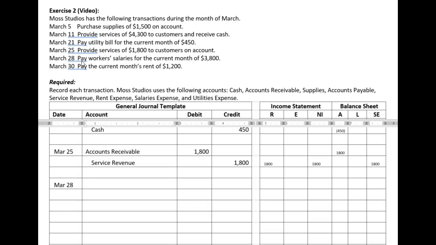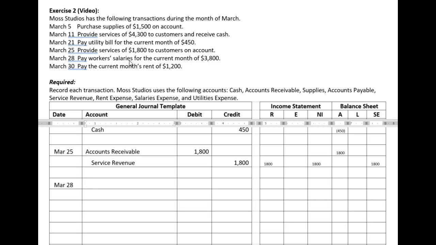So is our cash going up or down? Well, if you pay it out, your cash has to be going down. Therefore, we need to reduce cash. That would be a credit to cash. So let's come back to that. We need to find our debit. What are we paying? Well, we're paying salaries of our employees.